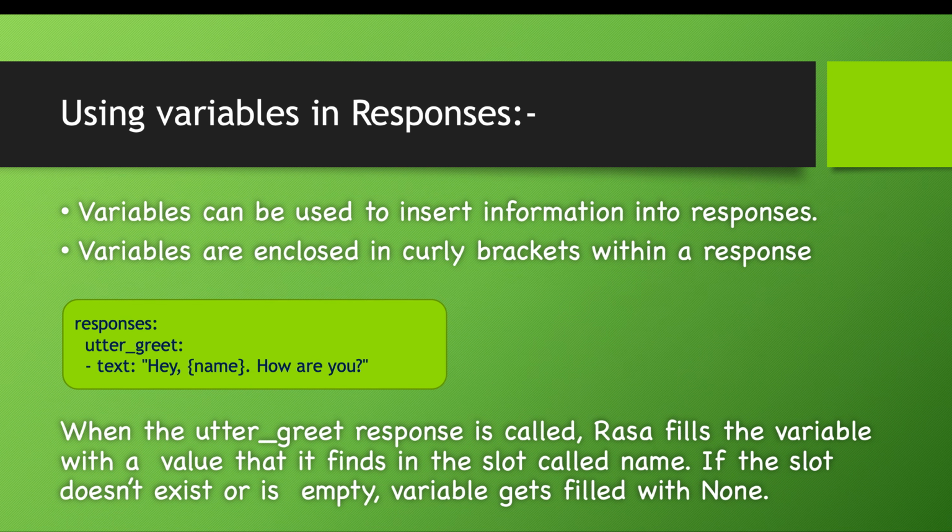Now let's see what are variables and how to use them in responses. Variables can be used to insert information into responses. Variables are enclosed in curly brackets within a response. You can see through this example. The response name is utter_greet and the text message which we have given here is, hey {name}, how are you? Name is the variable through which we will insert the information. So when the utter_greet response is called, Rasa fills the variable with a value that it finds in the slot called name. If the slot doesn't exist or is empty, then the variable gets filled with a None value.